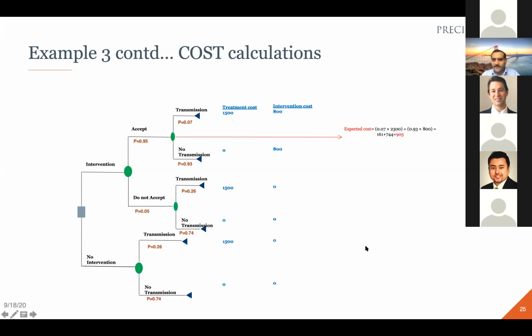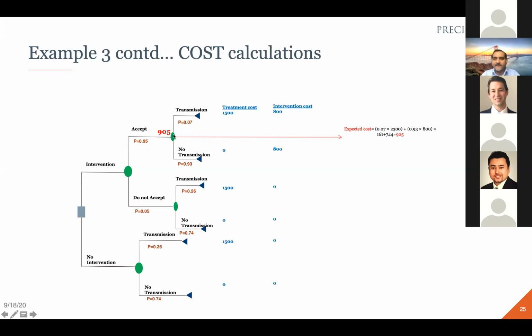So you can calculate the expected cost here. The expected cost is basically this probability times the total cost. The total cost is $2,300, which is here, and 0.93 times the total cost, which is $800, will give you 905. So the average, which will come here, is an average of this arm among the people who accept the intervention.